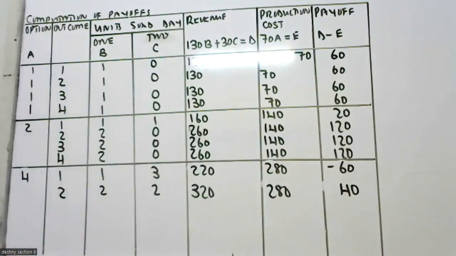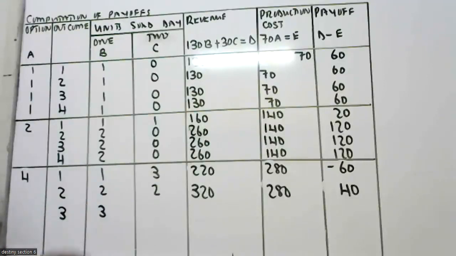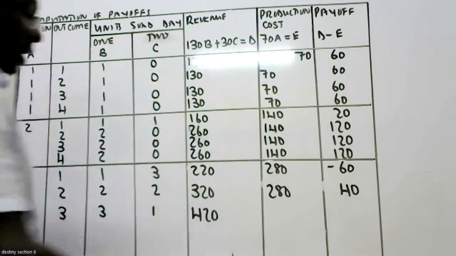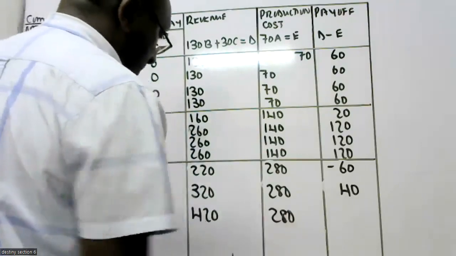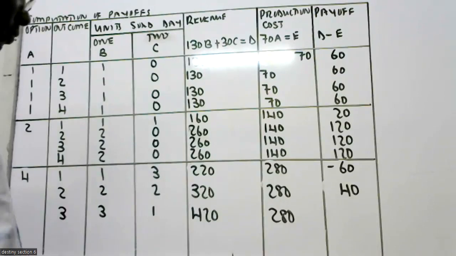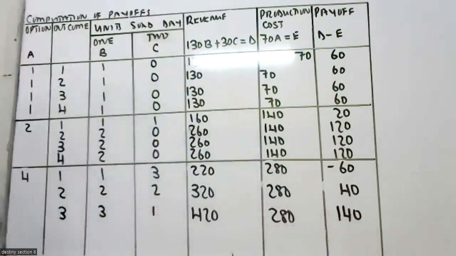A profit of 40. When you go to number 3, you sell 3 on the first day and you sell 1 on the second day. So 3 times 130 is 390, plus 30, that must be 420. You less 280. That gives you 140 as the profit.